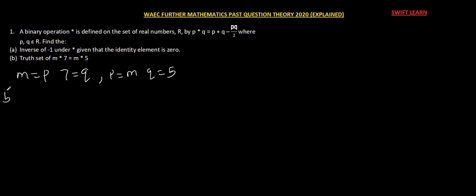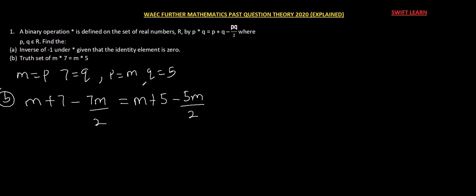So let's solve our B question. The first thing is the truth set of M. So you just have M plus 7 minus M times 7, which is 7M, divided by 2 equals, you do the same thing for here. This one will be M plus 5 minus 5M divided by 2. This topic is called binary operation. You can check your textbook to get more knowledge about that.